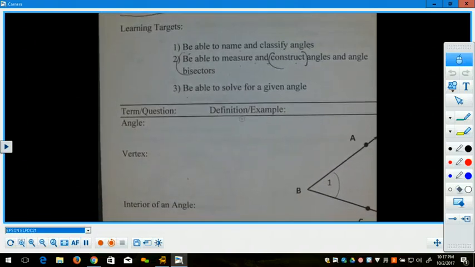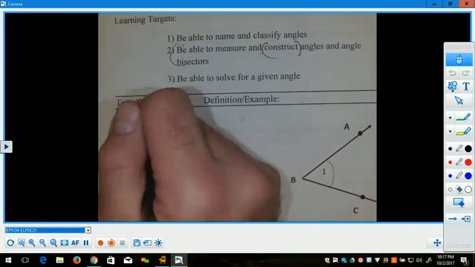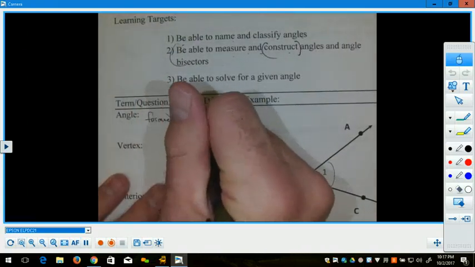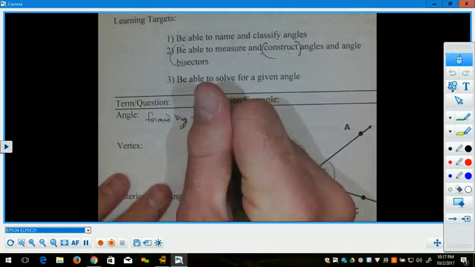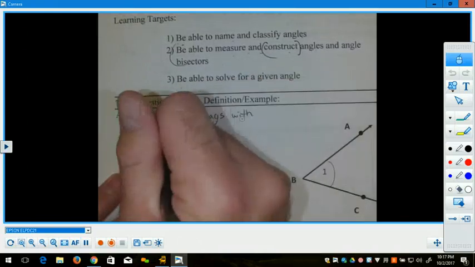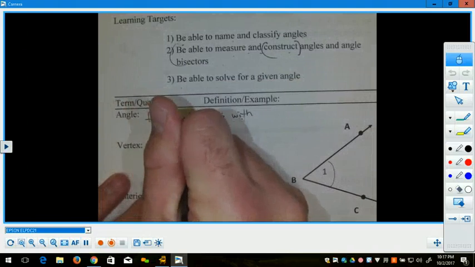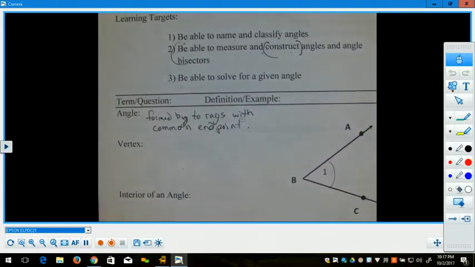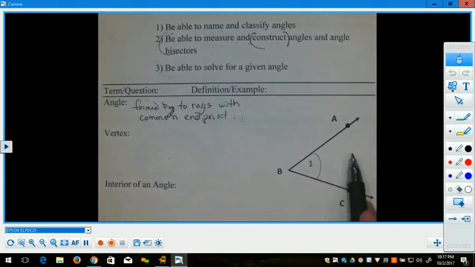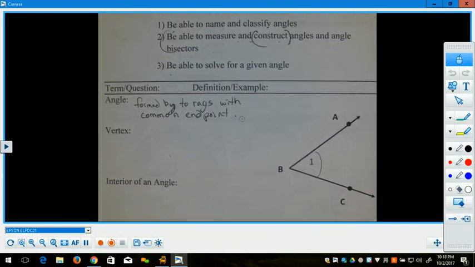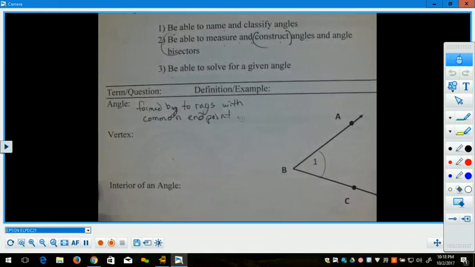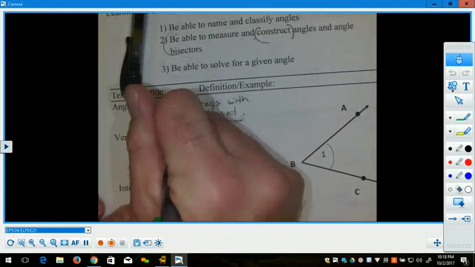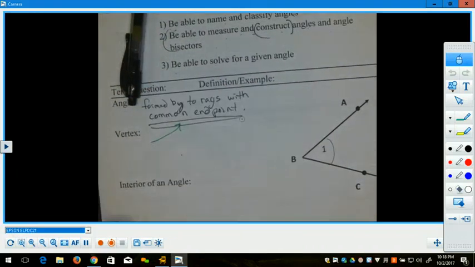An angle is formed by two rays with a common vertex, a common end point or start point. So in this particular case, we have this angle. It's named in a couple different ways, so we're going to talk about naming it at the bottom. That common end point is called the vertex of the angle.